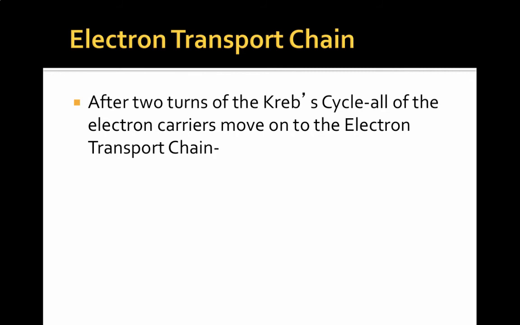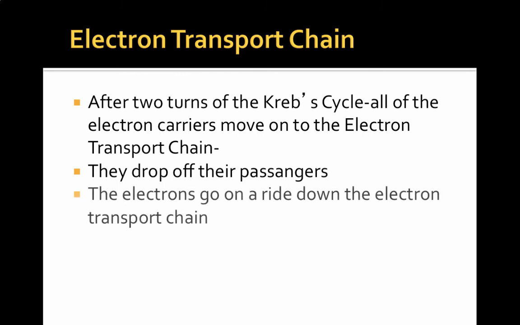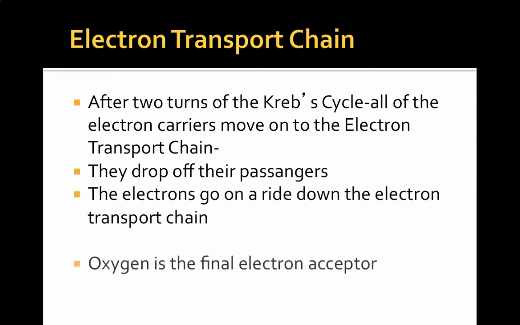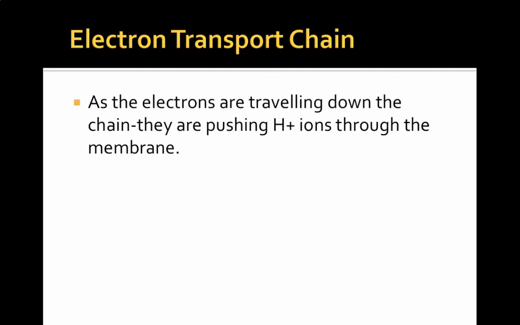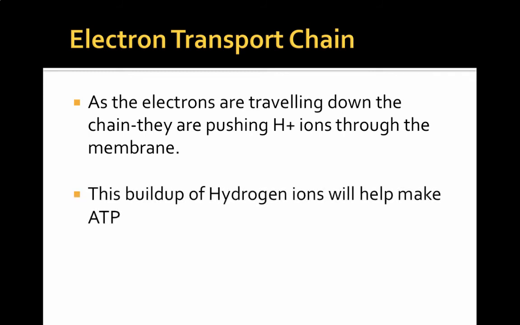All of the electron carriers will move on to the electron transport chain. They drop off their passengers, which would be your electrons and hydrogens, and these electrons go on a ride down the electron transport chain. And oxygen is the final electron acceptor. It will create water, and these electrons will help power the system that will make our ATP. As we have these electrons traveling down the chain, they are pushing hydrogen ions through the membrane, creating a concentration gradient. This buildup of hydrogen ions will help us make the ATP.